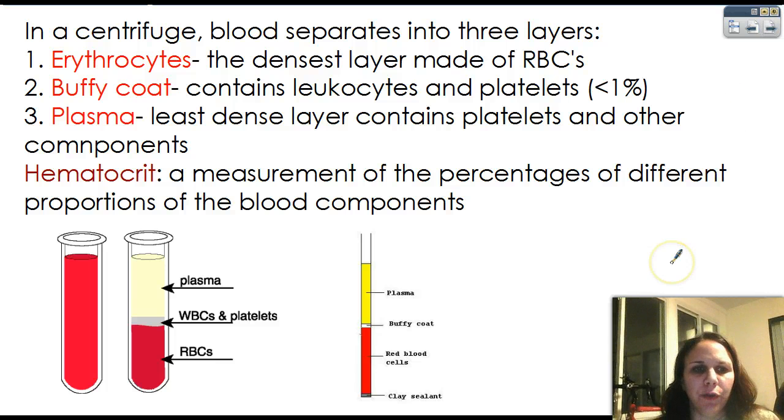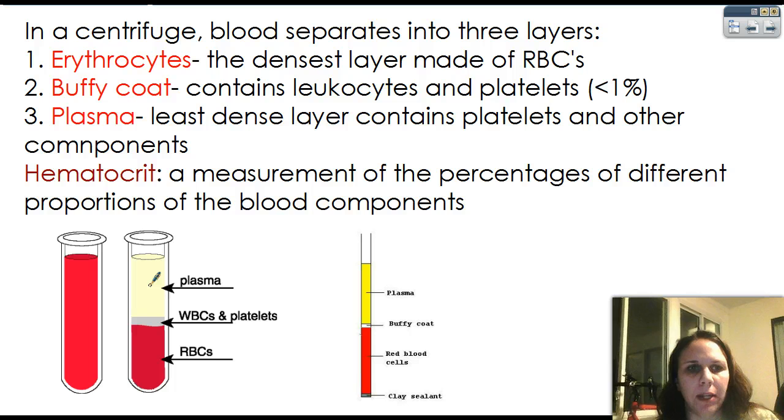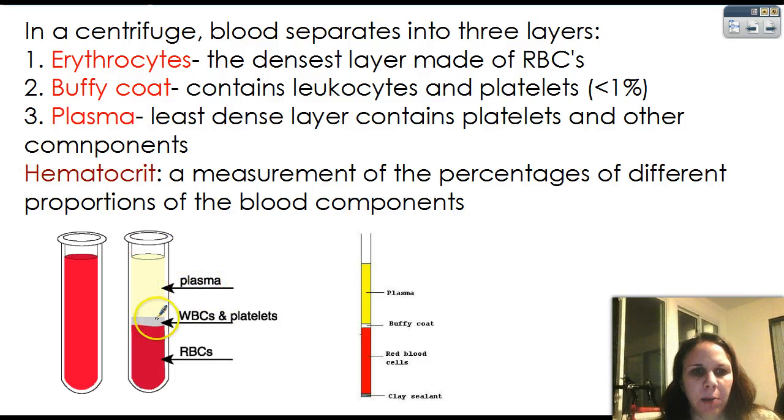In a centrifuge, if you were to take whole blood and spin it around really, really fast, all the heavy parts are going to go down to the bottom and the light parts are going to go to the top. What we end up seeing is three distinct layers, and the resulting layers we refer to as a hematocrit. A hematocrit is a measurement of the percentages of different proportions of the blood components. So it tells us how much plasma, the top layer, how much white blood cells and platelets, the middle layer, and how many red blood cells, the bottom layer, that we have.